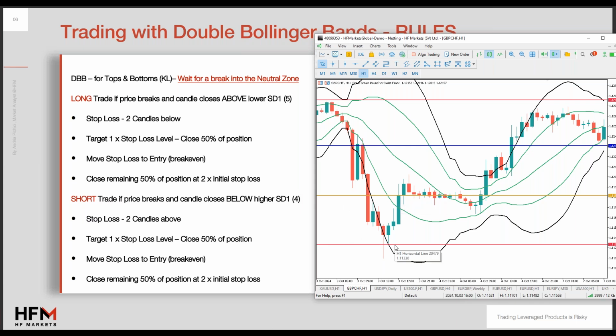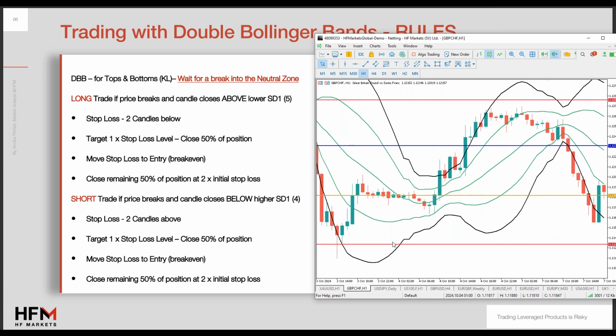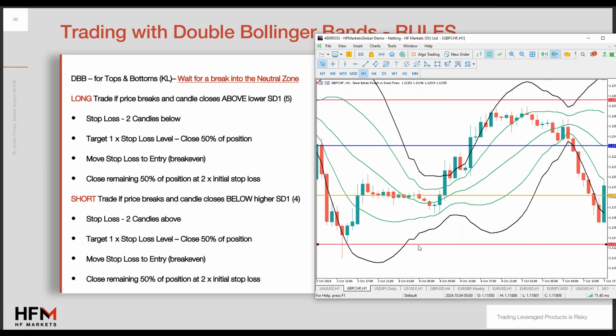Now, you need to move, however, the stop loss to the entry point, okay? As the price moves higher, you should move. So let's say if it hit the first target, you should put the stop loss to the entry in order to lock some gains or break even, okay? And close the remaining 50% of the position at the second target. Is this clear or not yet?